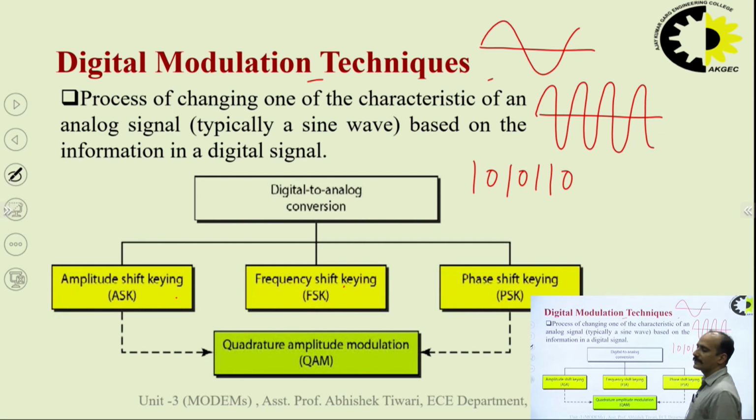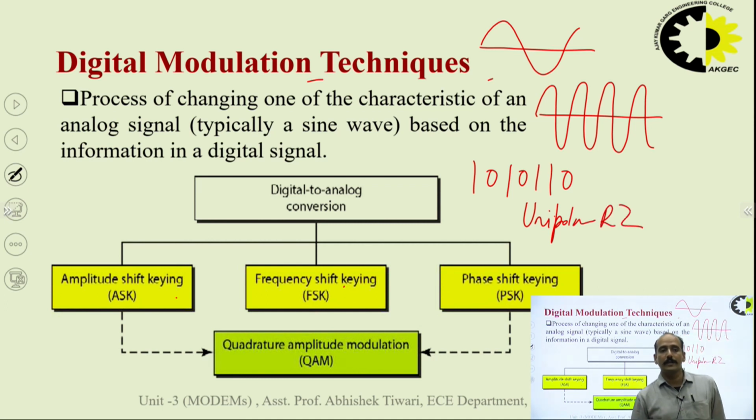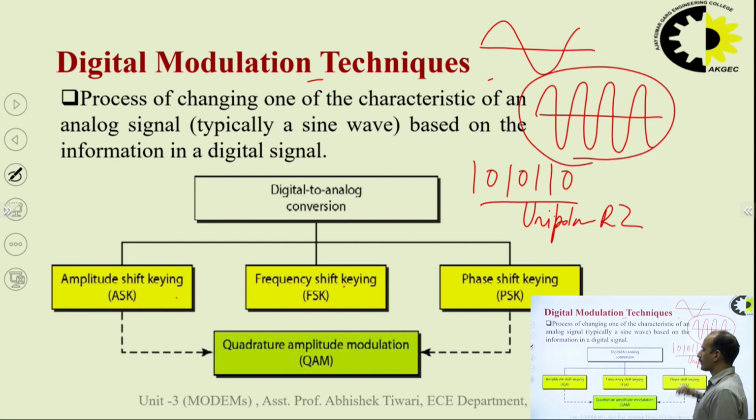1010110, this kind of digital signal, which is represented by a specific line code such as unipolar RZ, unipolar NRZ, polar RZ, polar NRZ, as per the modulation technique. Then that input digital signal modulates this sinusoidal carrier, and we get this type of modulation.